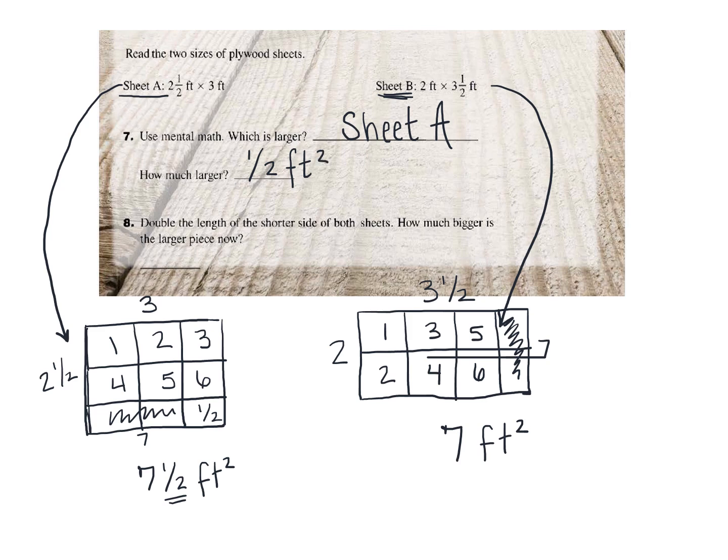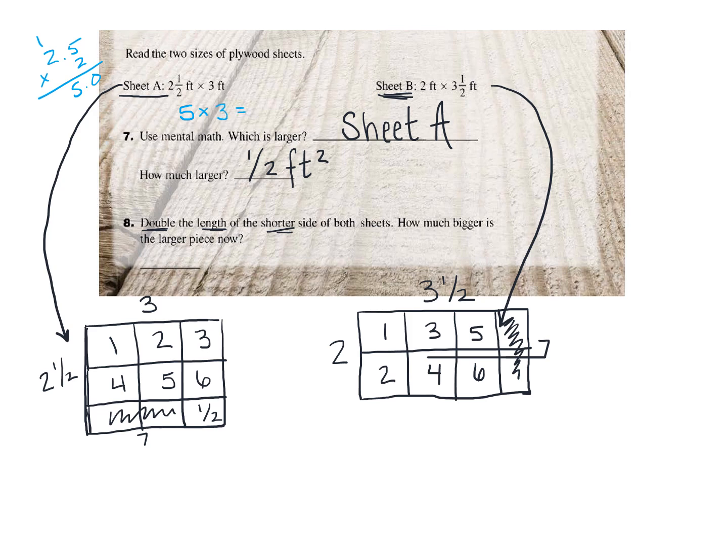Our problem now is asking us to double the length of the shorter side of both sheets. How much bigger is the larger piece now? Okay, so I'm going to have to do a little erasing here just to give me some more space. Okay, and I'm going to change my color. All right, so we have to double the length of the shorter side. So for sheet A, 2.5 times 2 is 5. So we have 5 feet. It's going to be 5 feet times 3 feet.